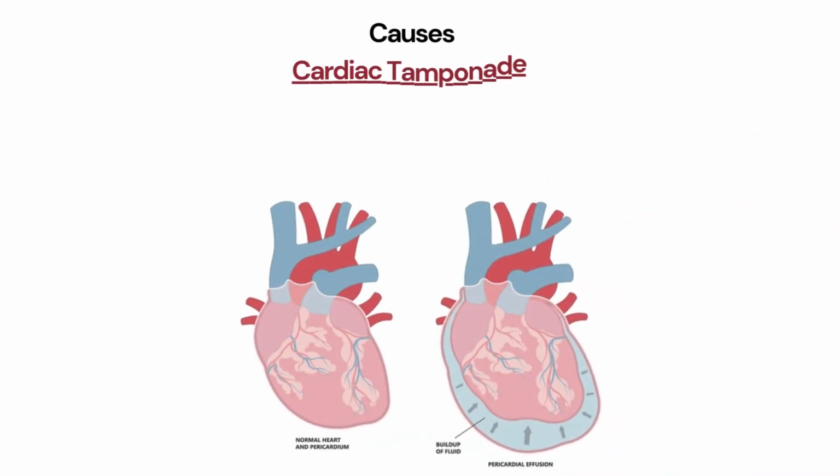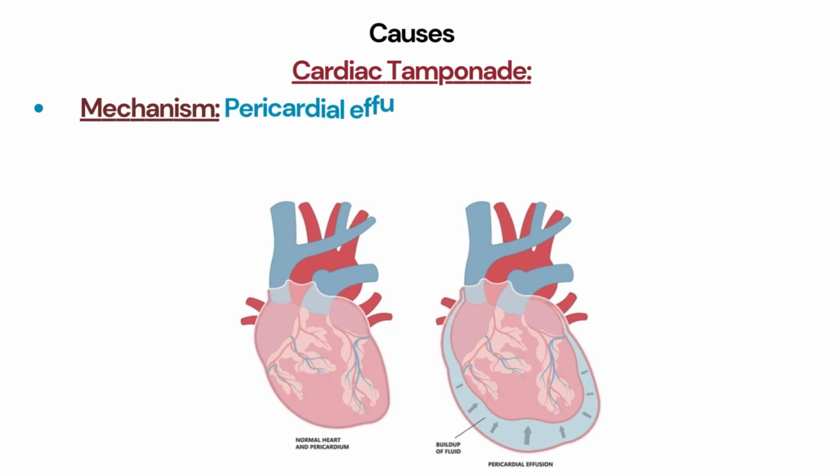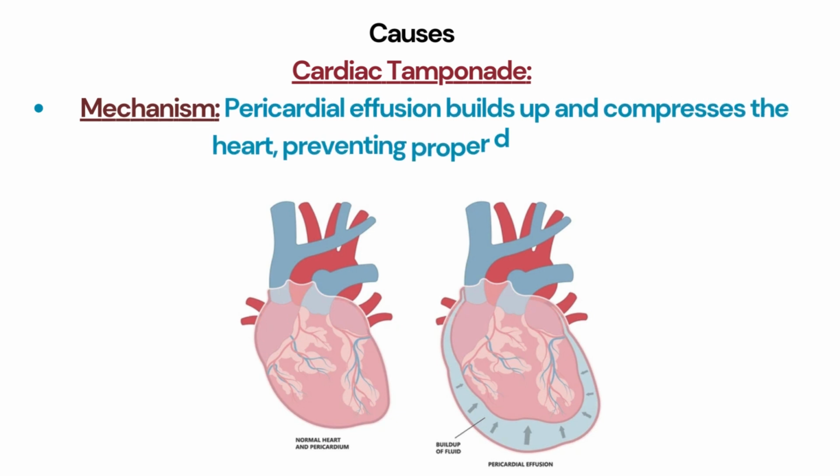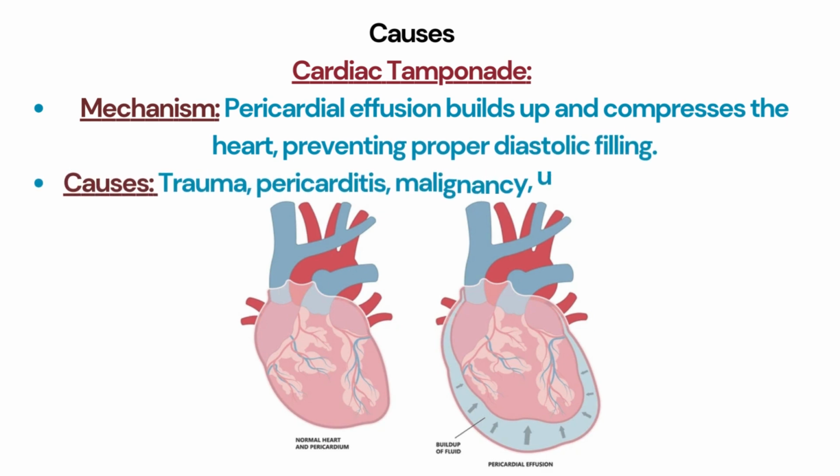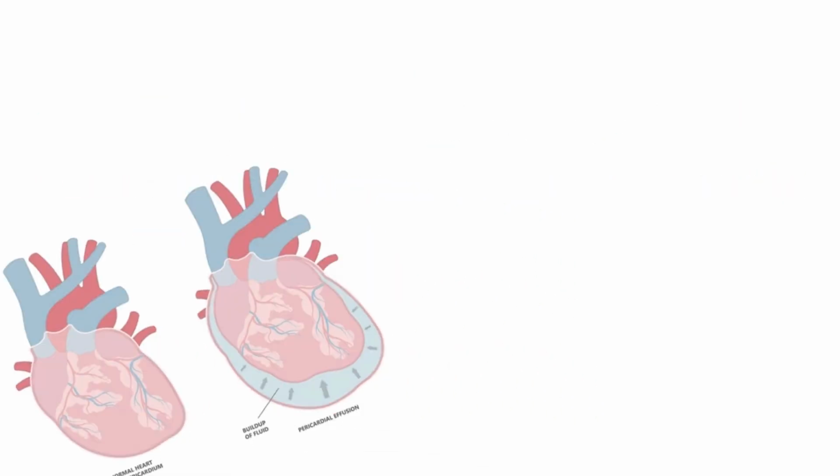Now, let's discuss the causes of obstructive shock. Cardiac tamponade. Mechanism: pericardial effusion builds up and compresses the heart, preventing proper diastolic filling. Causes: trauma, pericarditis, malignancy, uremia, or post-cardiac surgery.